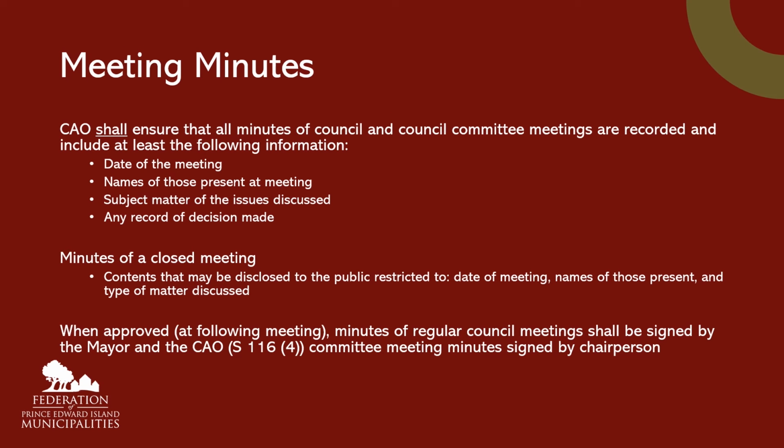Let's talk about meeting minutes. It is the CAO's responsibility to ensure that all minutes of council and council committee meetings are recorded, and the minutes must include the following information: the date of the meeting, the names of those present, the subject matter of the issues discussed, and any record of decision. So a good practice to get into is to have a good meeting minute template that has all of this required information set out already.